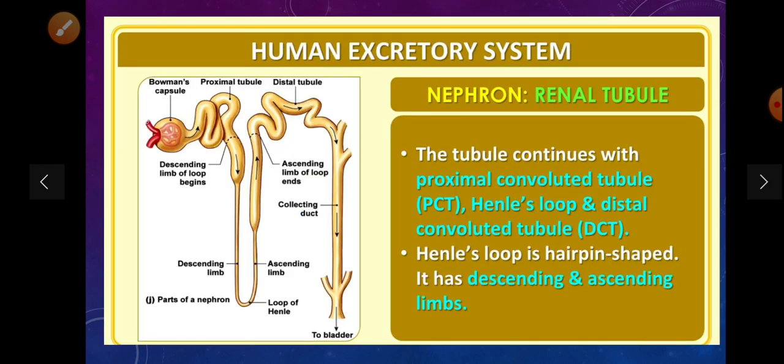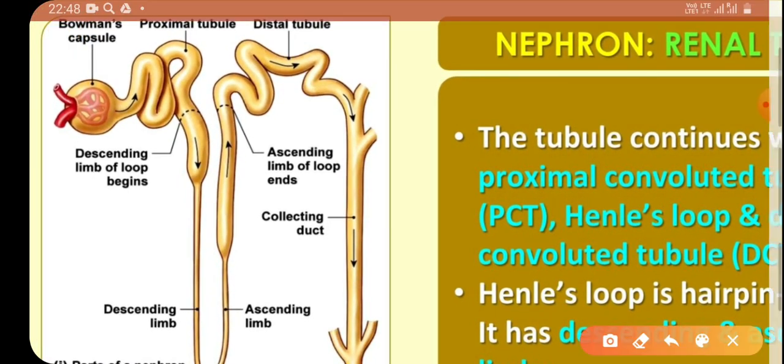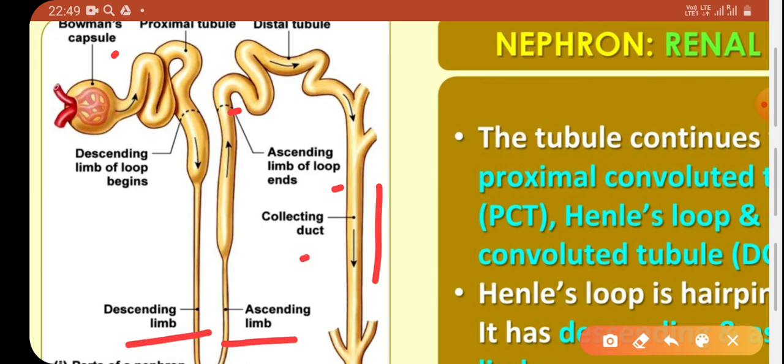Nephron, renal tubule. The tubule continues with the proximal convoluted tubule, that is PCT, Henle's loop, and distal convoluted tubule, that is DCT. Henle's loop is hairpin shaped. It has descending and ascending limbs, that we can see here in this diagram. This is Bowman's capsule. This is the ascending limb of the loop. This is the collecting duct. This is the descending limb of the loop begins.